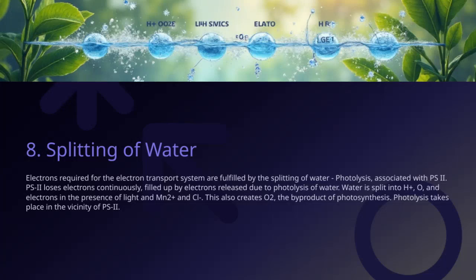Let's take a closer look at how the electrons needed for the electron transport system are actually supplied. This process is called photolysis, and it occurs specifically at photosystem II. Essentially, PSII constantly loses electrons, which are then replenished by the electrons released during the splitting of water molecules. This splitting of water, or photolysis, happens in the presence of light, which provides the energy needed for the process.